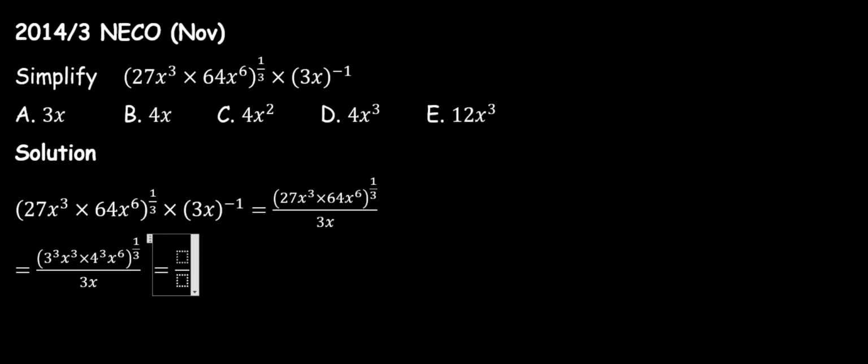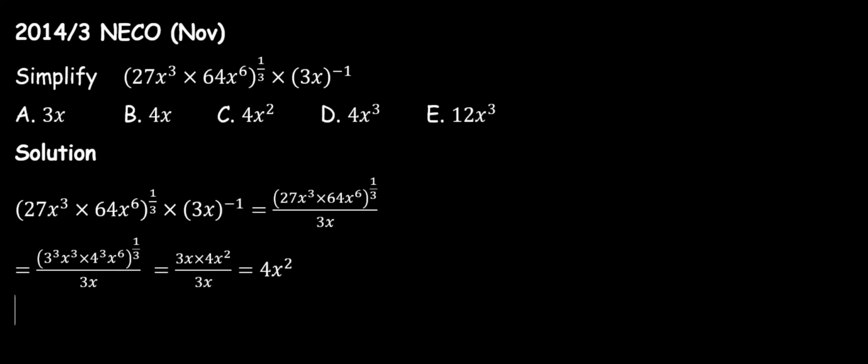You have 3 raised to power cube will become 3. x raised to power cube will become x, times 4 raised to power cube will become 4. Then x raised to power 6 divided by 3 will become x raised to power 2. Of course, your denominator still remains 3x. And that will be equal to 4x squared.